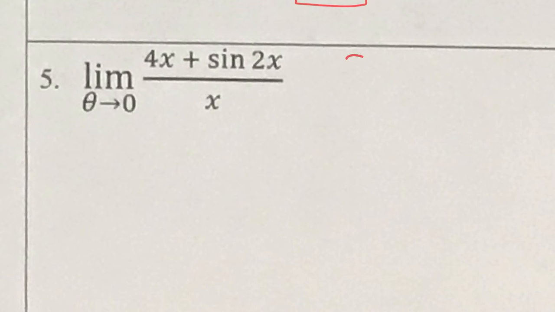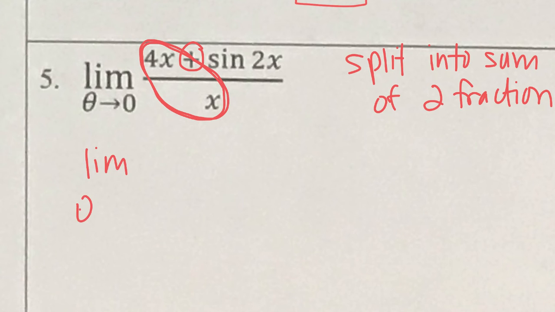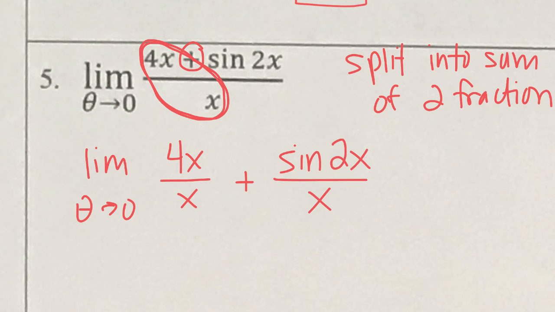Okay, in this case, we're going to split our sum, right? This is a single fraction. We're going to split it into the sum of two fractions. And we're going to apply one of the properties of limits. So we're going to take our sum and do this fraction, 4x over x, as one fraction. So we have the limit as theta goes to infinity of 4x over x plus sine of 2x over x.